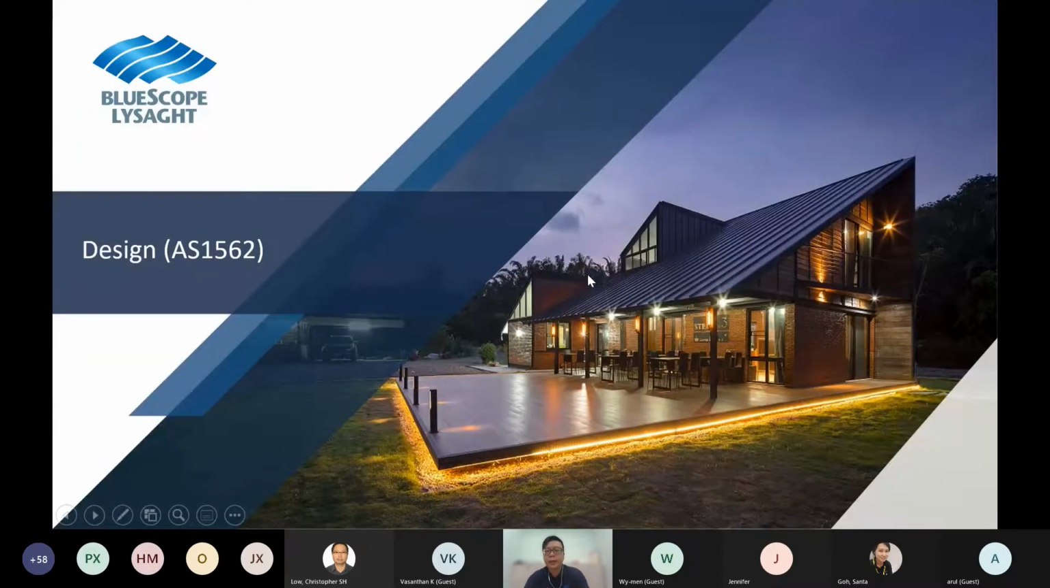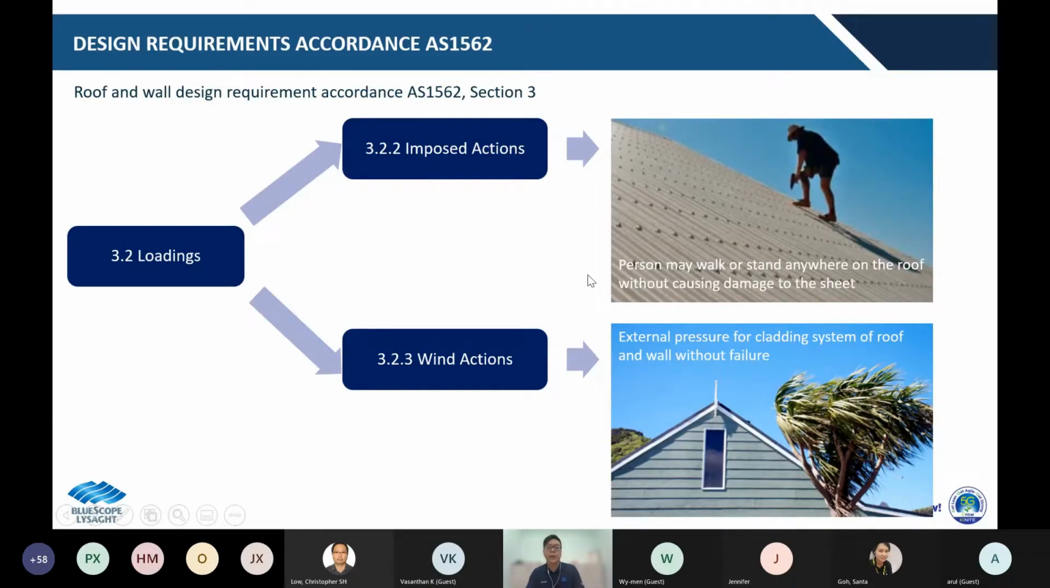All right, so now we've done the comparison of the requirements that appear in both AS 1562 and MS 2005. Now let's get into the requirements related to the metal sheet that appear only in either AS 1562 or MS 2005. So let's start with the design requirement according to AS 1562. This section does not appear in MS 2005, so maybe this one will be a guideline for you if you adopt MS 2005 in your project.